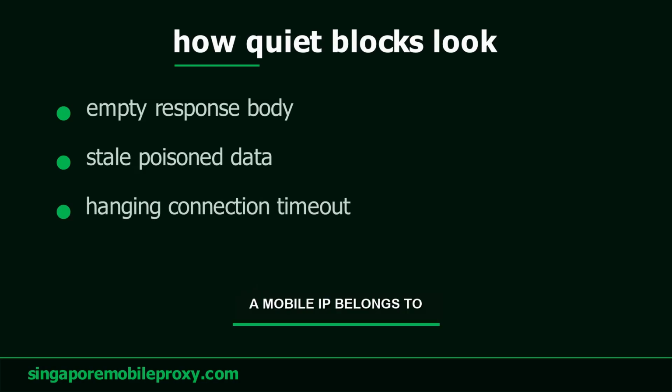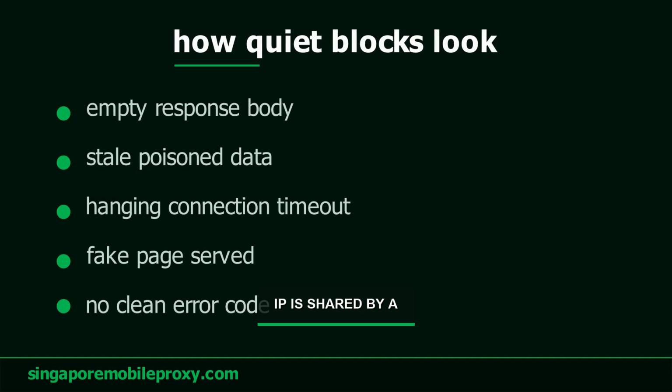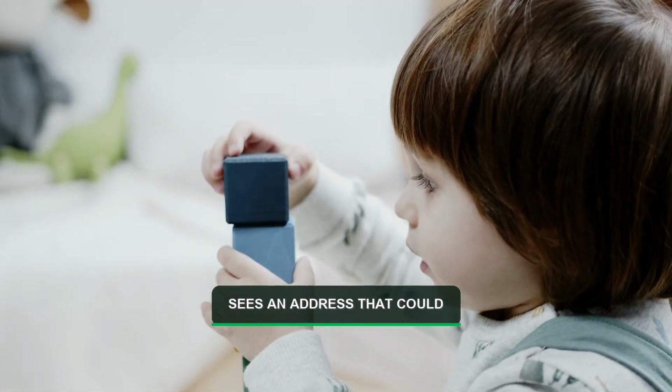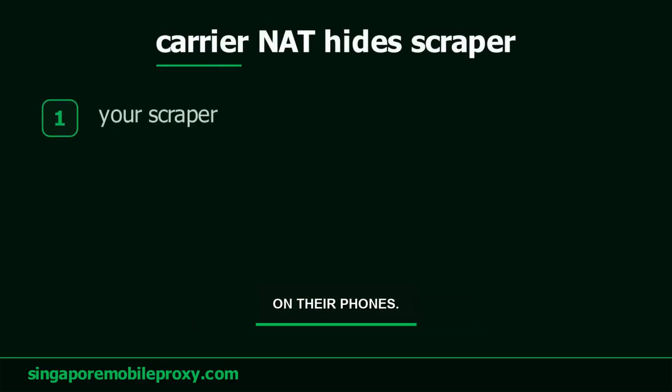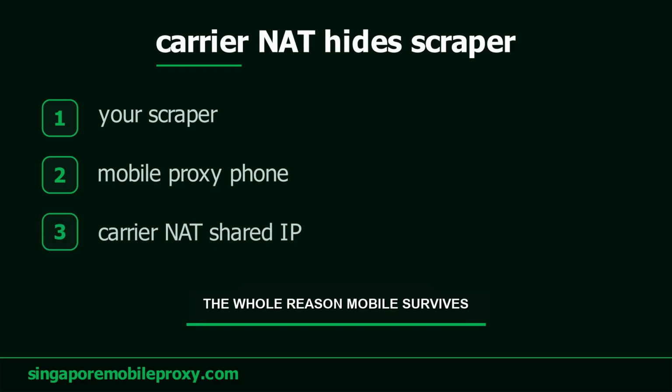Now think about what changes when your traffic looks like a real Singapore phone. A mobile IP belongs to a real SIM on a real carrier, and it sits behind something called carrier-grade NAT. That sounds technical, but the idea is simple. Carrier NAT means one public IP is shared by a lot of real subscribers at the same time. So when a site looks at that IP, it does not see one suspicious scraper. It sees an address that could be dozens of genuine customers on their phones. Blocking that IP means blocking real paying users of the carrier, so sites are far more cautious about doing it. Your scraper hides inside real human traffic instead of standing out against it. That is the whole reason mobile survives at scale, where data center does not.